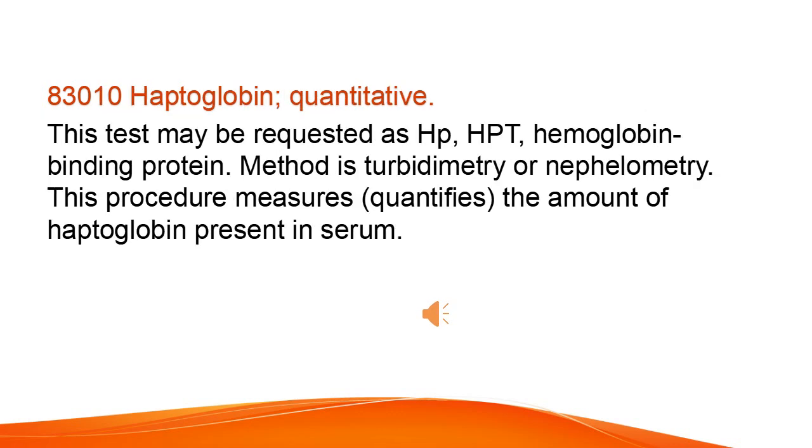Haptoglobin, quantitative. This test may be requested as HP, HPT, hemoglobin binding protein. Method is turbidimetry or nephelometry. This procedure measures, quantifies, the amount of haptoglobin present in serum.